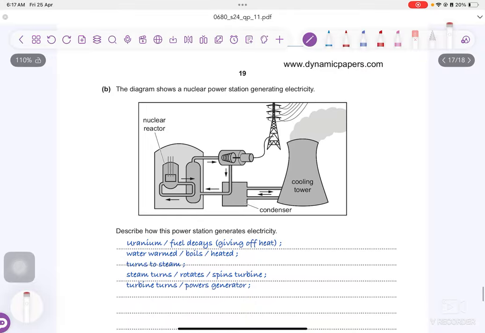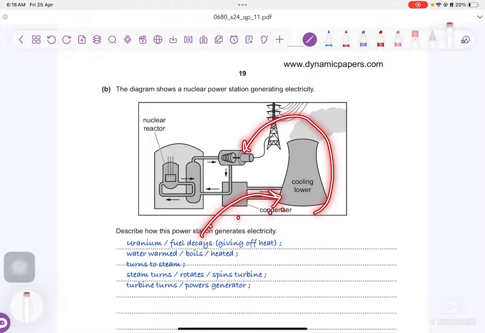Okay, the diagram shows a nuclear power station generating electricity. Describe how this power station generates electricity. You're gonna say, first thing, uranium gives off heat. Okay, this heat warms up the water or boils it. This boiled water turns into steam, and the steam goes and rotates the turbine. And when the turbine rotates, it generates electricity. The water goes off to the cooling tower, where it condenses from steam to water, so the water could be recycled and reused again.